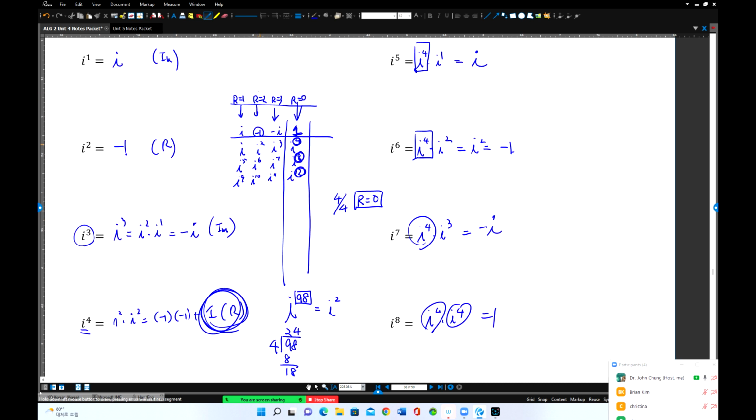Because what? Remainder is 2, it's i squared, isn't it? This is negative 1. It's okay? When the remainder is 1, the value of this imaginary is always negative 1.